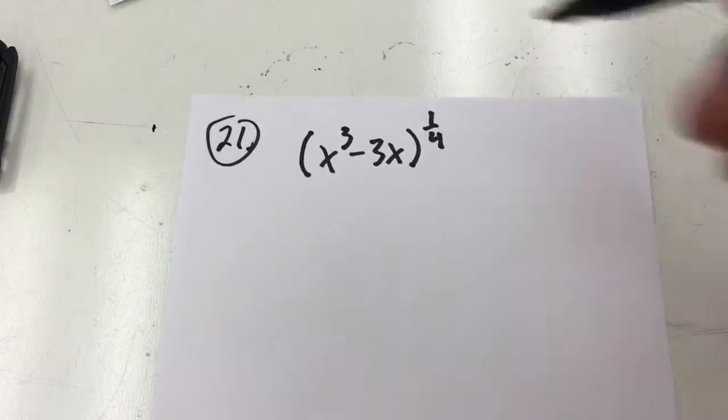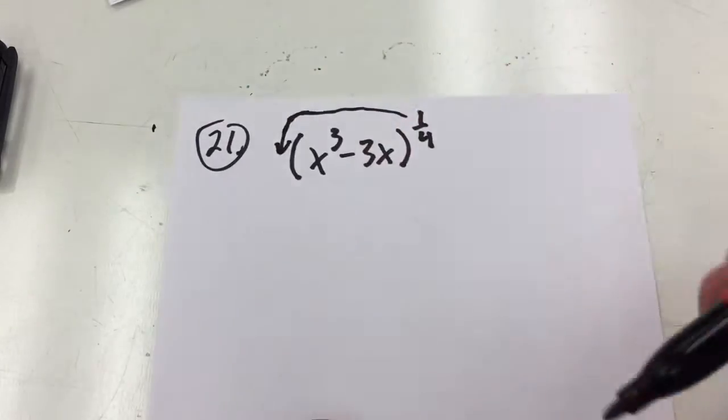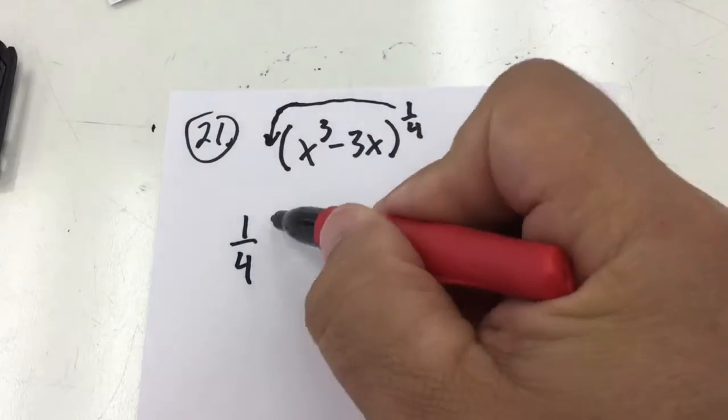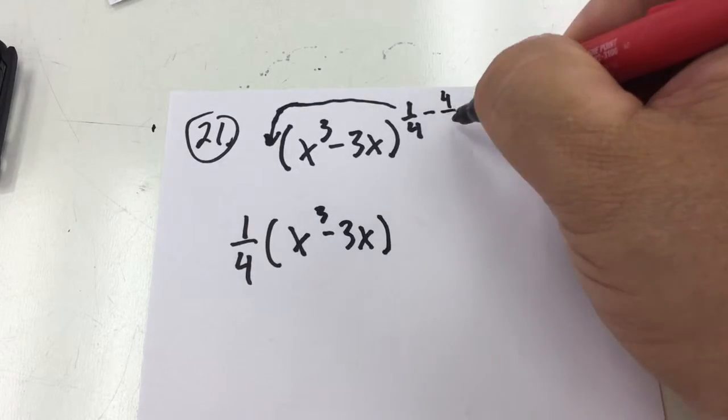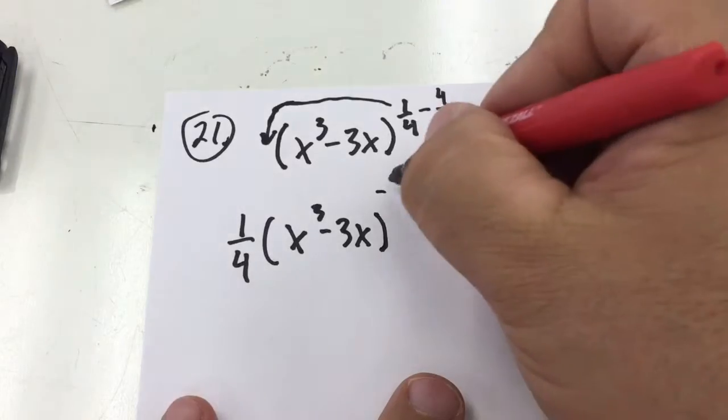And now I'm going to use the power rule. So 1/4 times the front out front is 1, so that's going to be 1/4 times 1 is 1/4. Just copy this down, x cubed minus 3x. I have to subtract 1 from the exponent. So 1/4 minus 4/4 is -3/4.